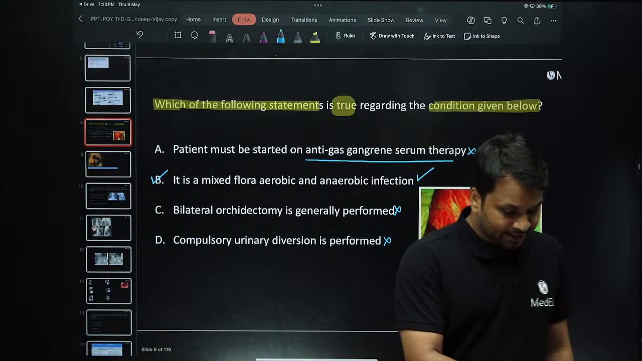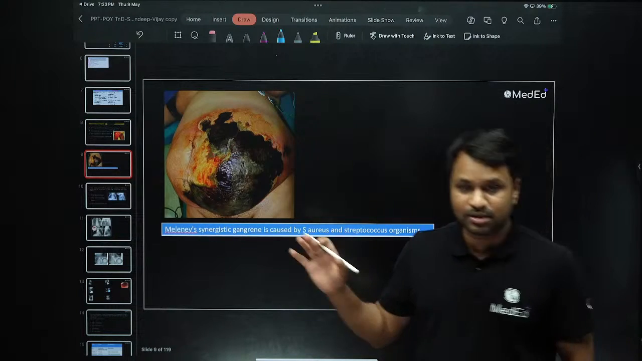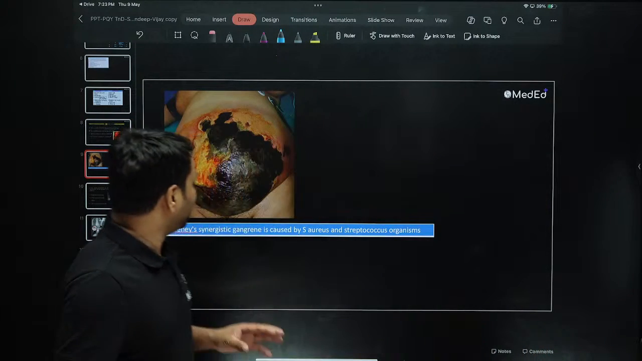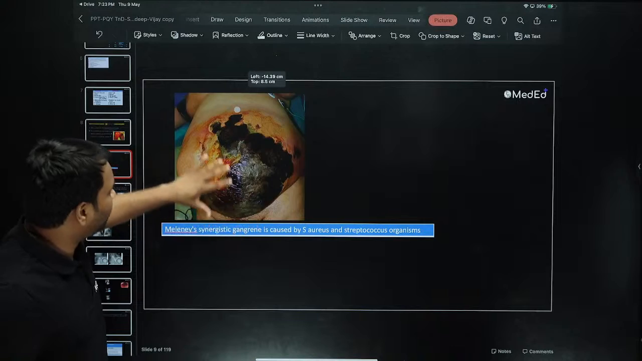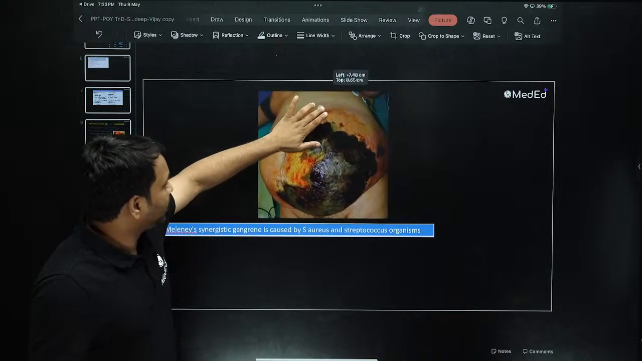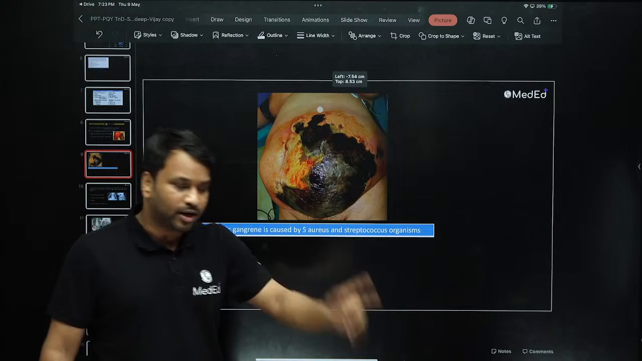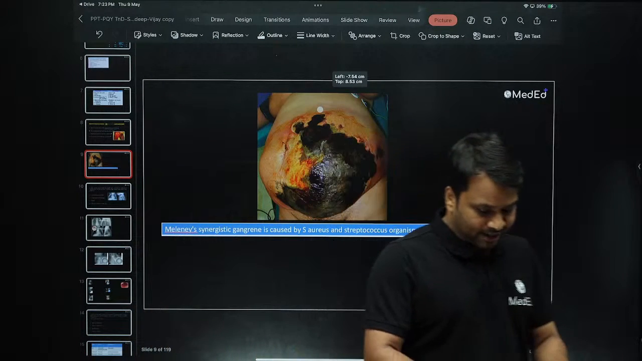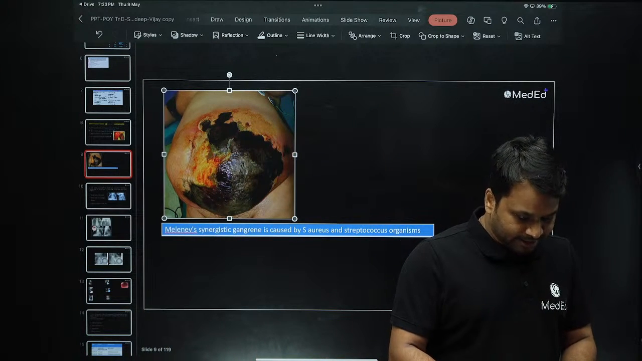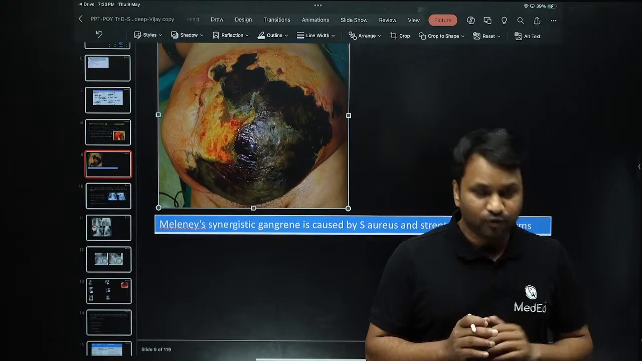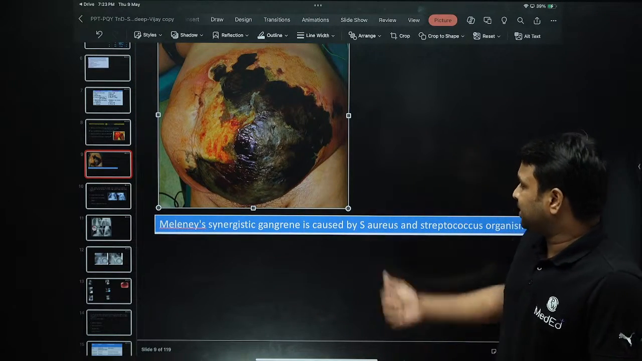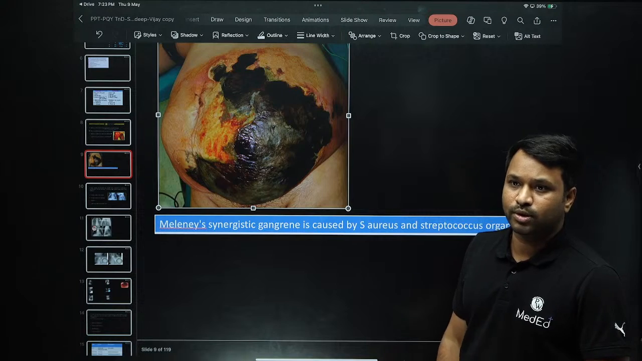Now you can see how the Meleney's ulcer would look. This is the abdominal wall, completely involved here, right? You can see there is an abdominal wall synergistic gangrene. It is usually caused by Staph aureus, the Staphylococcus organism, and that is your exam question. So Meleney's is caused by either Staph aureus or Streptococcus. Okay?